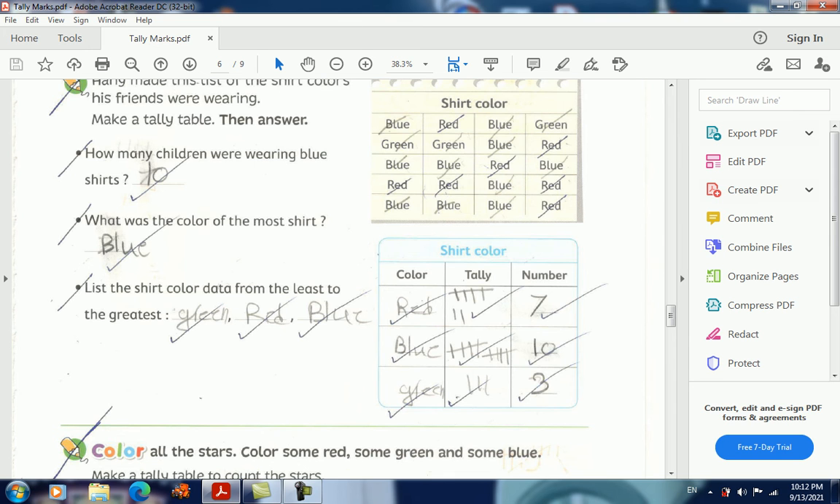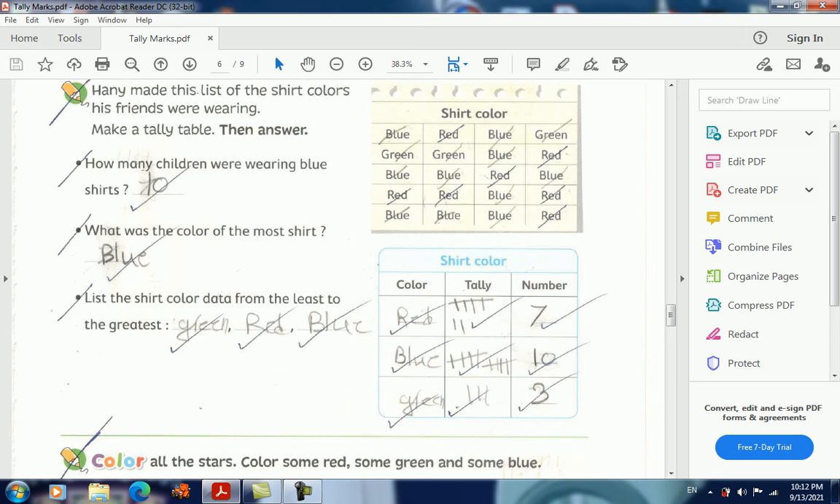Then we start counting each name exactly. So the red, when I count, I found it appeared 7 times. So this means a stack of 5 plus an extra 2. For the blue, it's repeated 10 times, so 2 stacks of 5. And for the green, it's repeated just 3 times, so just 3 vertical lines.